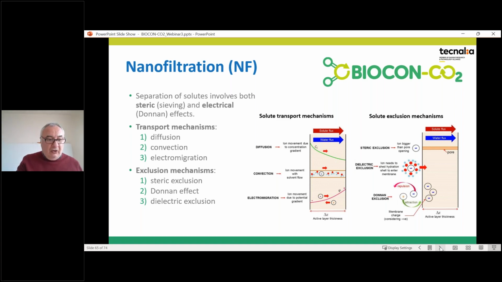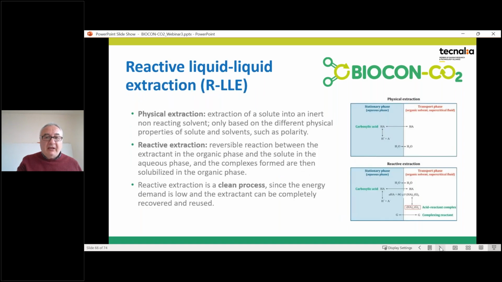The second technology to be presented is reactive liquid-liquid extraction. There are two types of liquid-liquid extraction, physical and reactive. Physical extraction involves the extraction of a solute into an inert non-reacting solvent, and it is only based on the different physical properties of solute and solvents, such as polarity, for example.